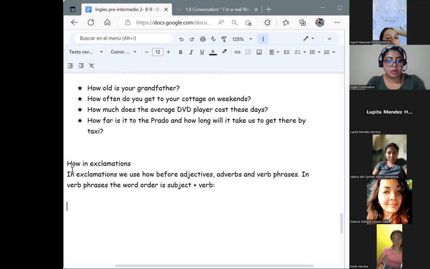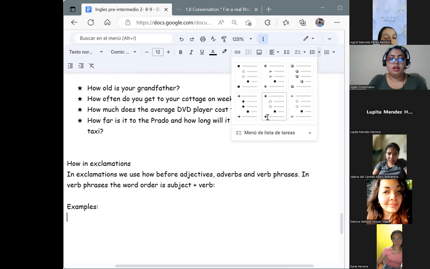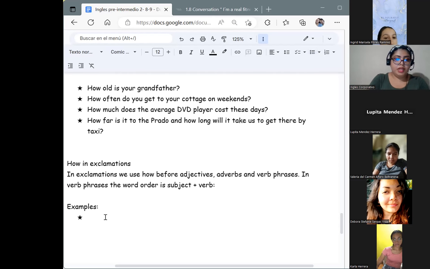Okay, in this case, we have a couple of examples. So in this case, we're going to put this one. And we have the first one, and it says, Dave bought her some flowers.